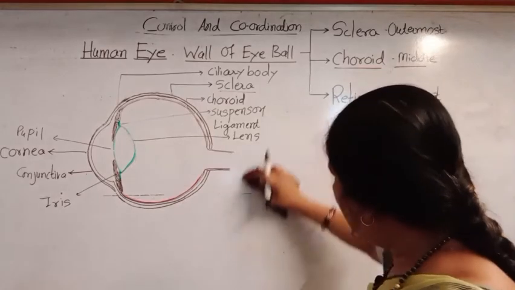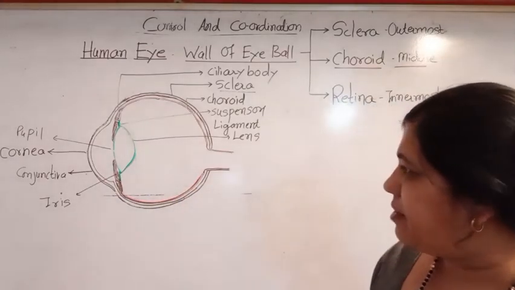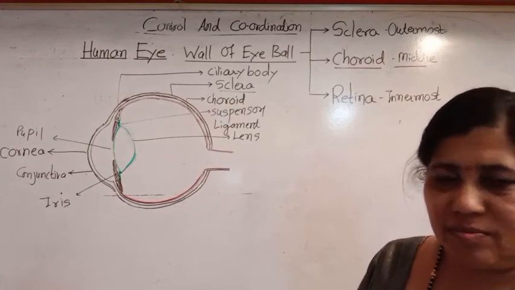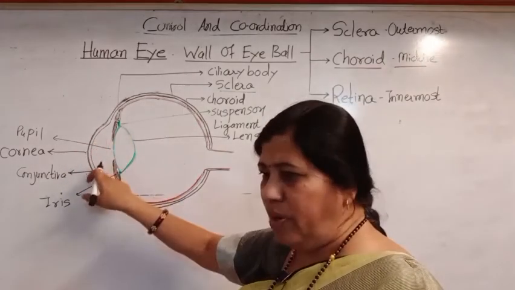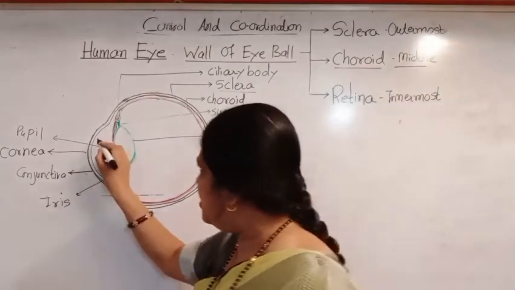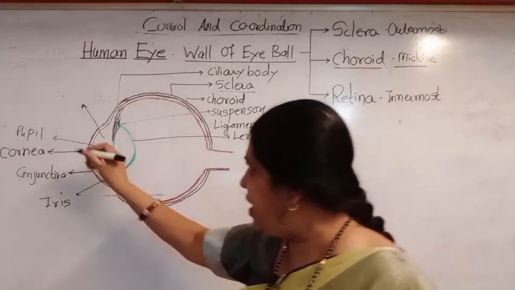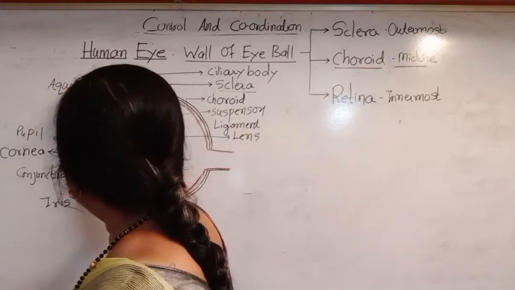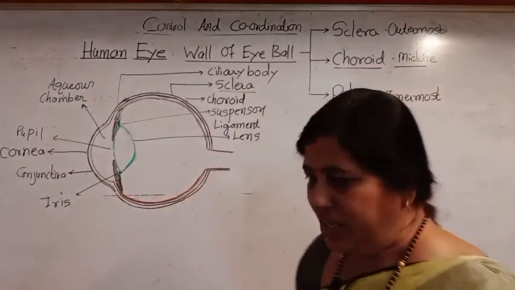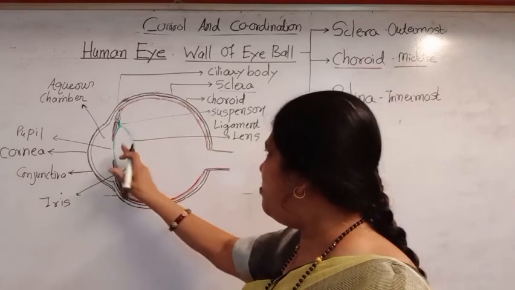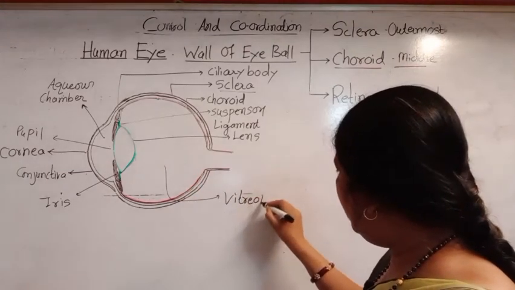So due to lens and suspensory ligament, cavity of eyeball is divided into two chambers. The cavity which is present in front of lens, this is aqueous chamber. And the chamber which is present behind the lens is vitreous chamber.